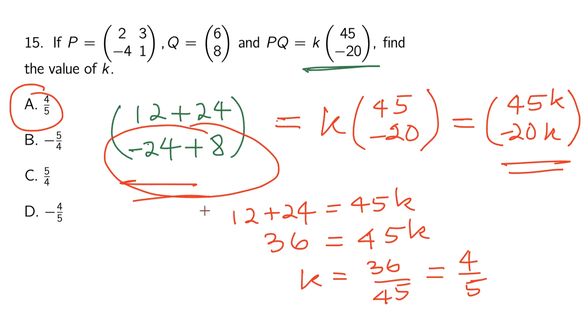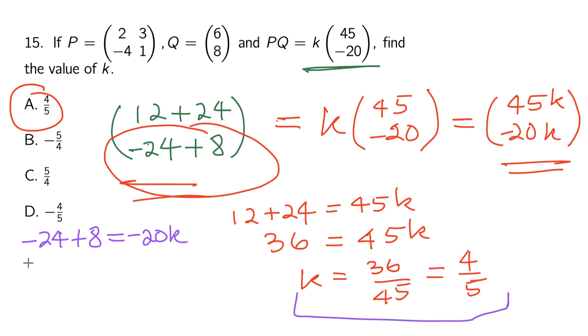Now just to show, you can see from here that we didn't really use the bottom component. What this means is that if we use the bottom component, we should get the same result. So we can just cross-check that if we set minus 24 plus 8 equal to minus 20k, we expect to get the same result. Let's see if that happens.